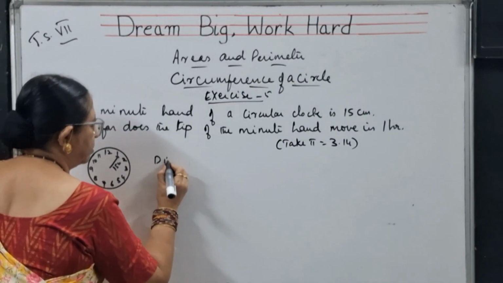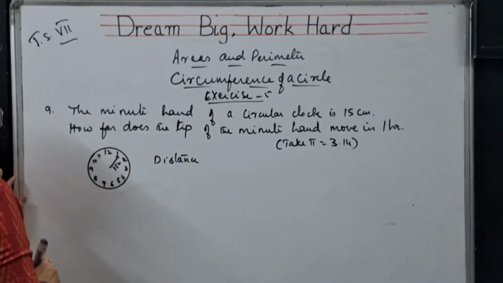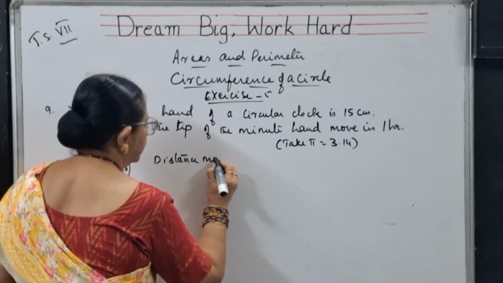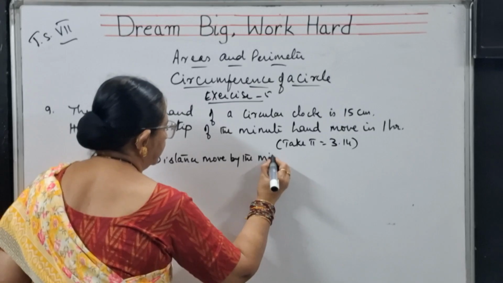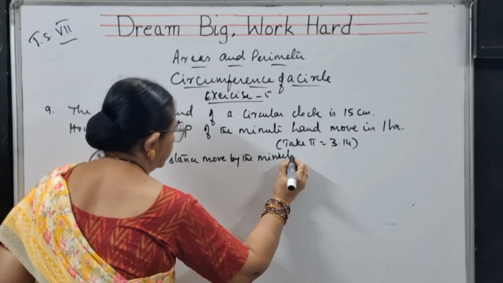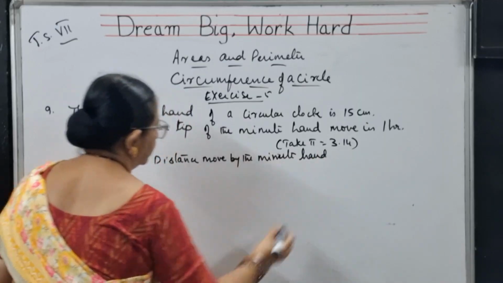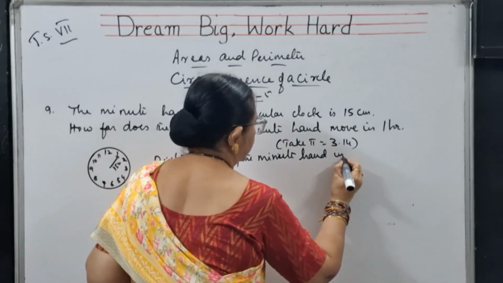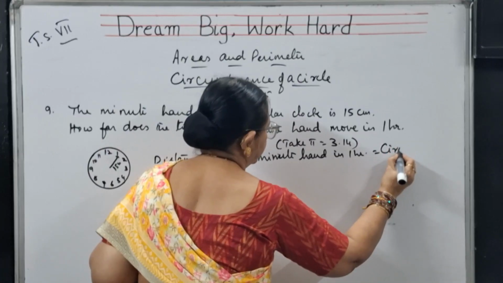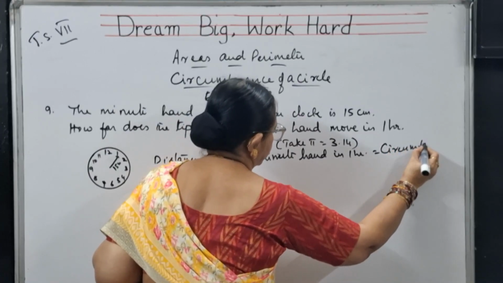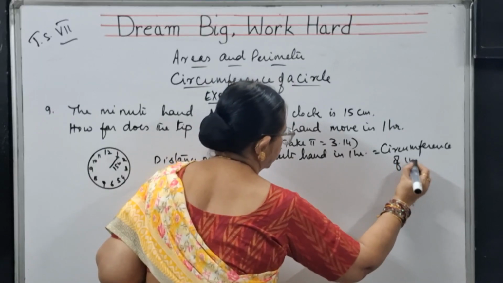So distance moved by the minute hand in 1 hour is nothing but the circumference of the clock.